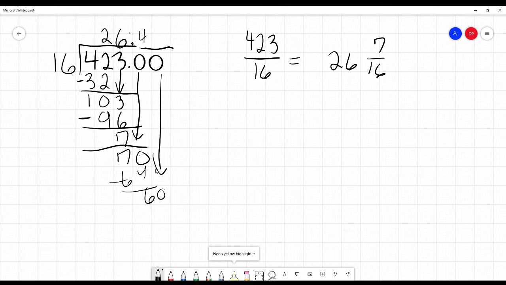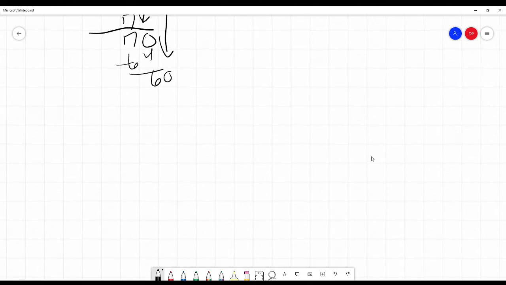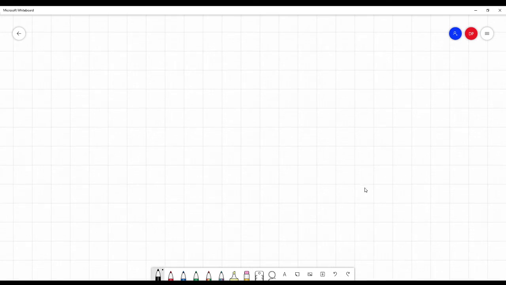So it works very similarly for polynomials. The process is very similar. So instead of worrying about place value, you're actually worrying about the different degrees, or another way of saying that is what power of x.